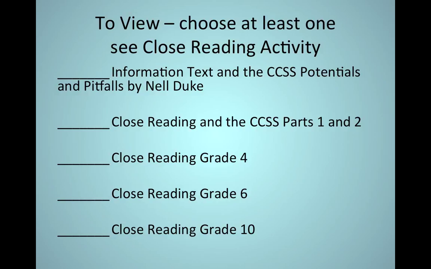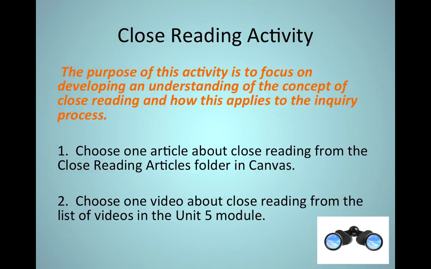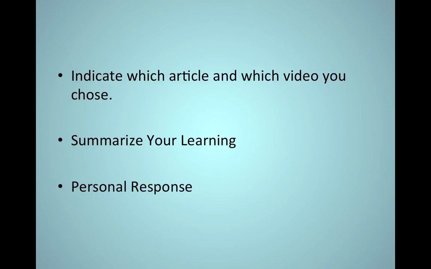So you pick one article, pick one thing to view, and then you'll be combining those into a summarizing activity, and you can read about that activity in the assignments module. It's intended for you to think more deeply about close reading, specifically with informational and opinion/argumentative text, and thinking about the kinds of text that your students are reading. You'll indicate which article and which video you chose. You'll summarize your learning, and you'll give a personal response. And you can read more about exactly how to do that in the assignment description.